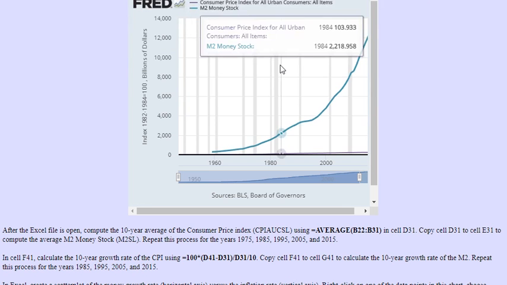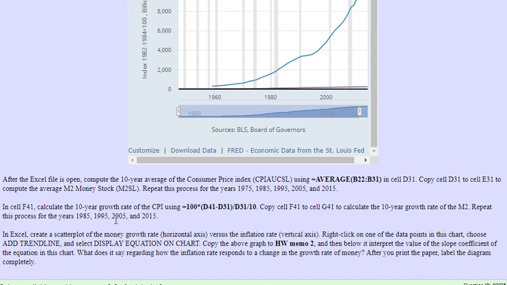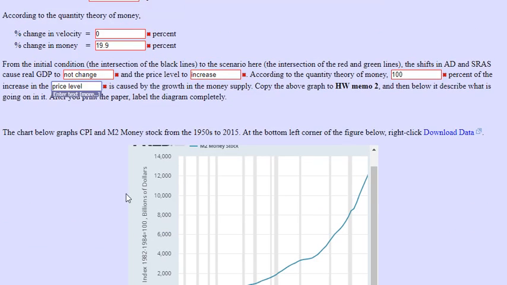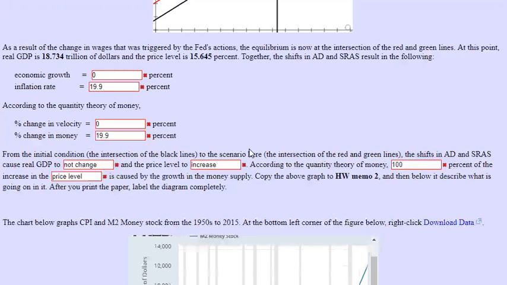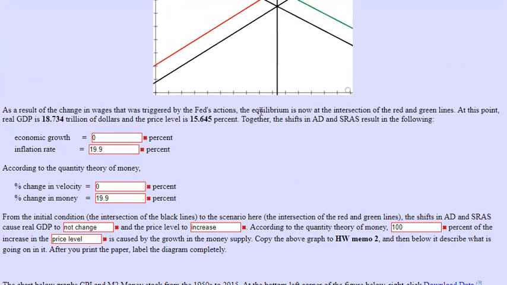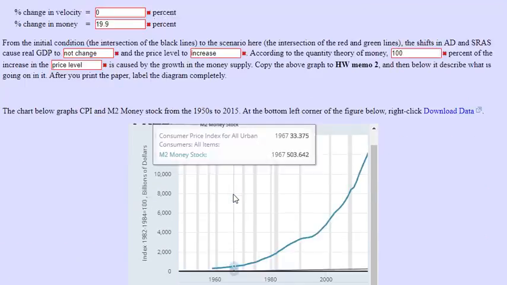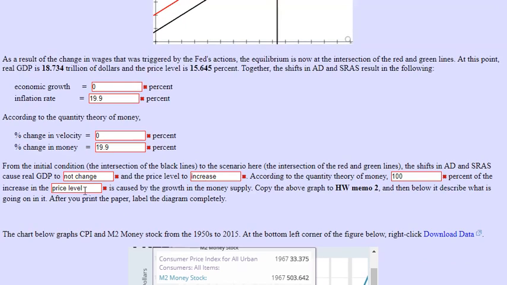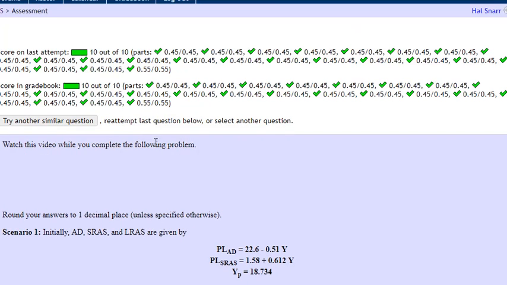I'm not going to show you how to do it. I think I do a pretty good job of explaining how to do it down here. If you need help with it, just email me. So after you screenshot your diagrams above and label them completely, after you print them, you'll also want to do this down here. Okay? I'm going to hit enter to see if I got these answers correct. And it looks like I got everything correct.